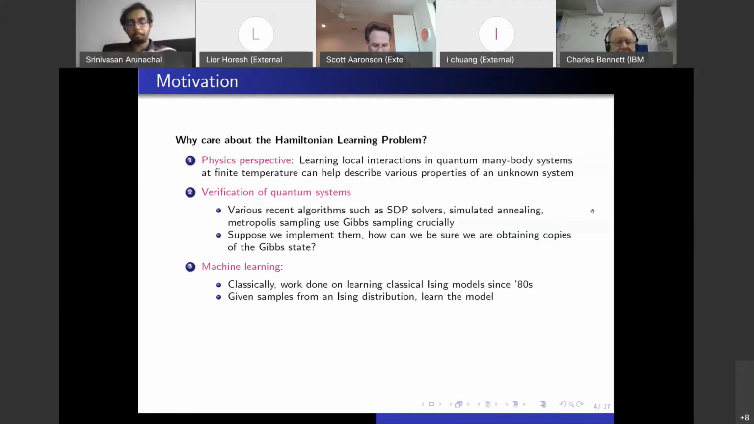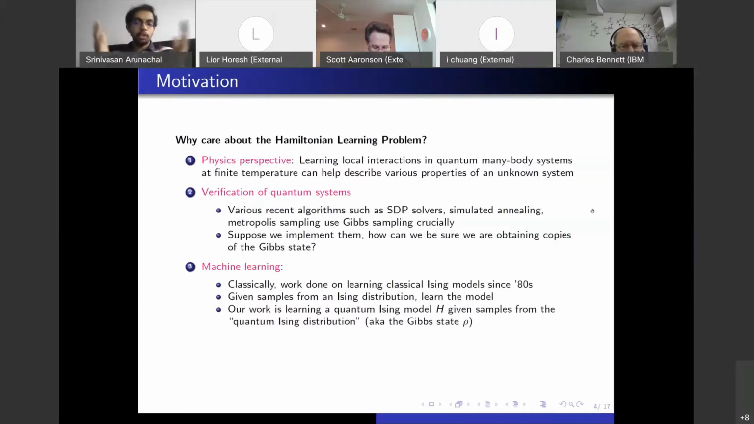If this is not super clear now, in a couple of slides it will become a lot clearer. And what do quantum people do? Just put quantum in front of everything. So instead of an Ising model, you have a quantum Ising model, which is just a quantum Hamiltonian. And samples from a quantum Ising distribution are just Gibbs states. So you can look at this classical Ising model learning problem and quantize it: you have copies of a Gibbs state, and can you learn this Hamiltonian H, which is precisely the Hamiltonian learning problem. So this is a natural quantum extension of something that has been looked at a lot in classical machine learning.